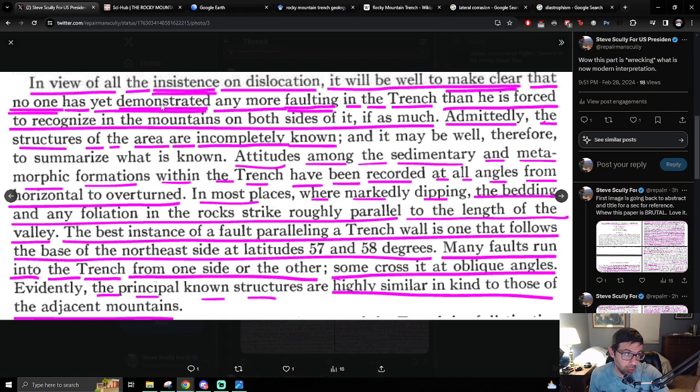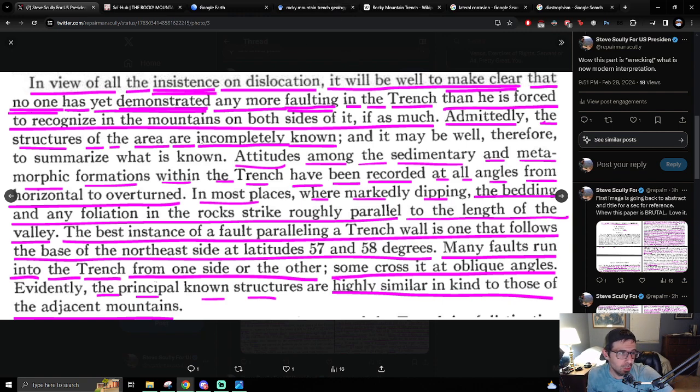If we're recognizing this faulting, it's just that to explain the trench you use this major fault system, but then ignore the evidence elsewhere. This is just so many good arguments against the modern interpretation in this paper. That's hilarious. 1964, he's just crushing it.